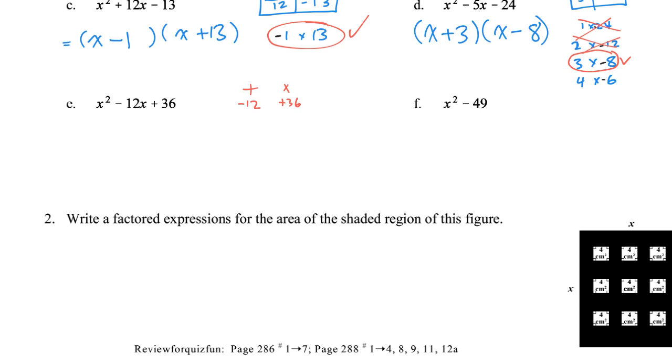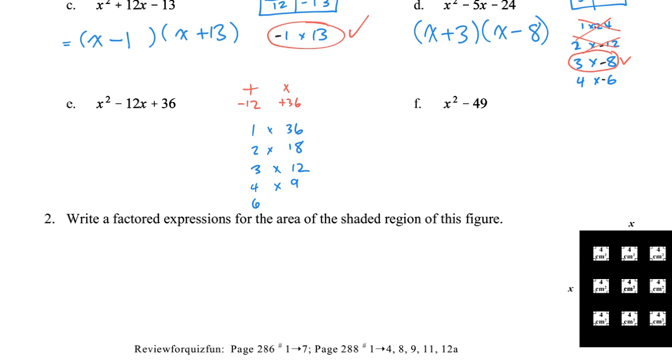We have 36: 1 and 36, right? Notice how I'm putting a space between my x's and my 1's. Then I have 2 and 18. We have 3 and 12. And we also have 4 and 9.